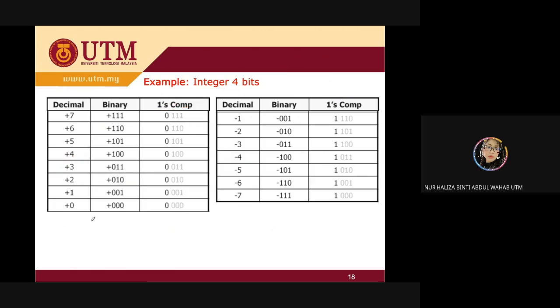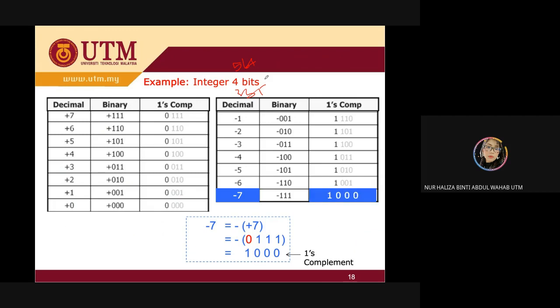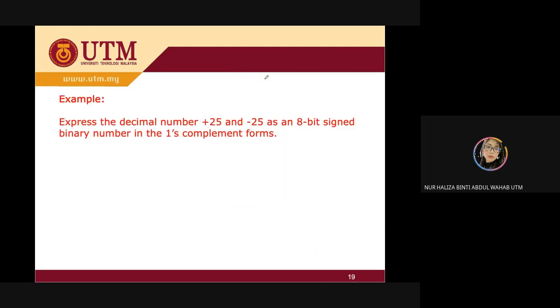Try to do different numbers. Maybe you play around with 5 bits, 3 bits, and etc. Express the decimal number plus 25 and negative 25, similar to the previous example, but last time it was sign magnitude. Now it is first complement.